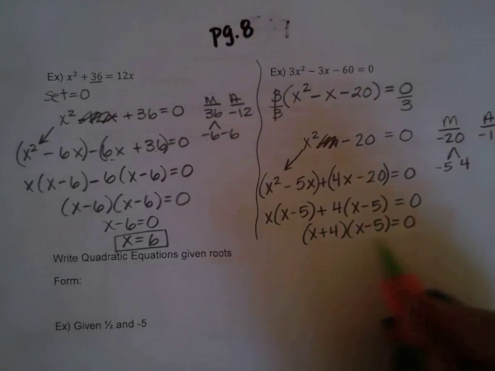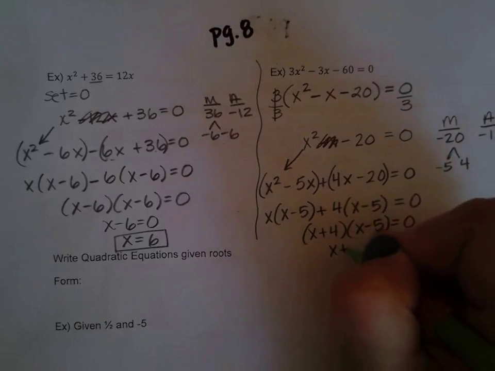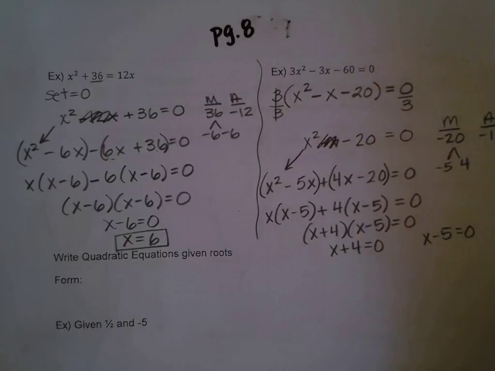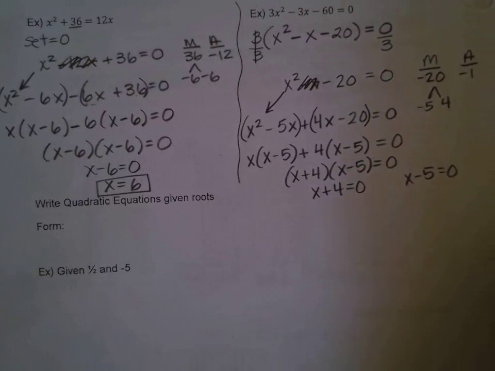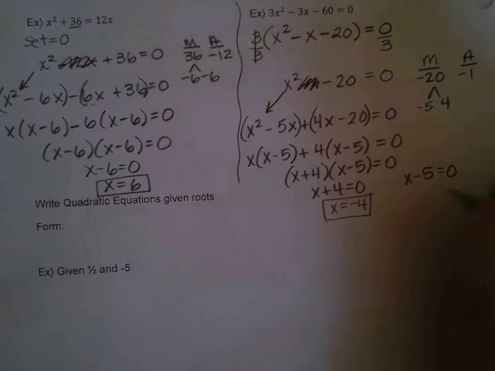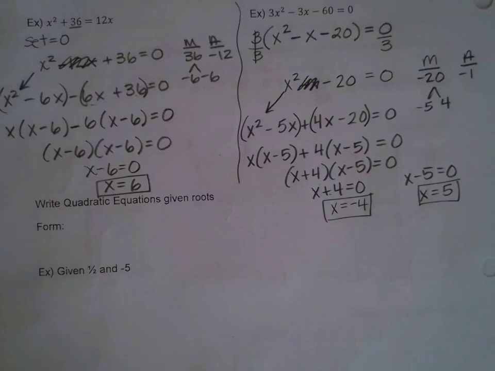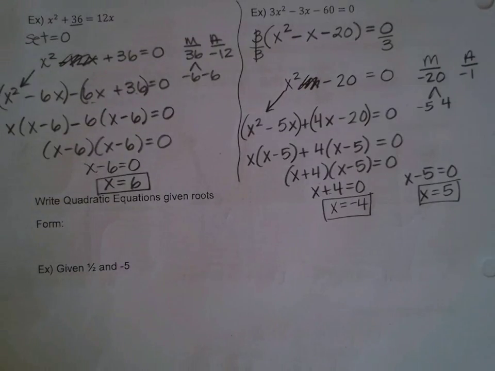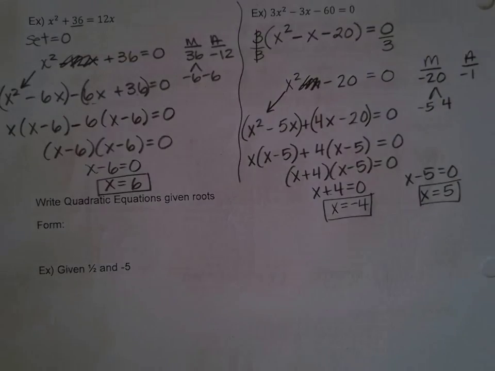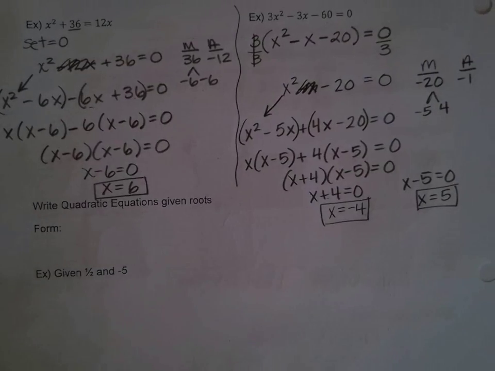This is the zero product property, so x plus 4 equals 0, x minus 5 equals 0. And so to solve for x, we're going to subtract 4: x equals negative 4. And add 5: x equals 5. So your two solutions, your two x-intercepts for that example are going to be at negative 4 and positive 5. Now, what if we go backwards?